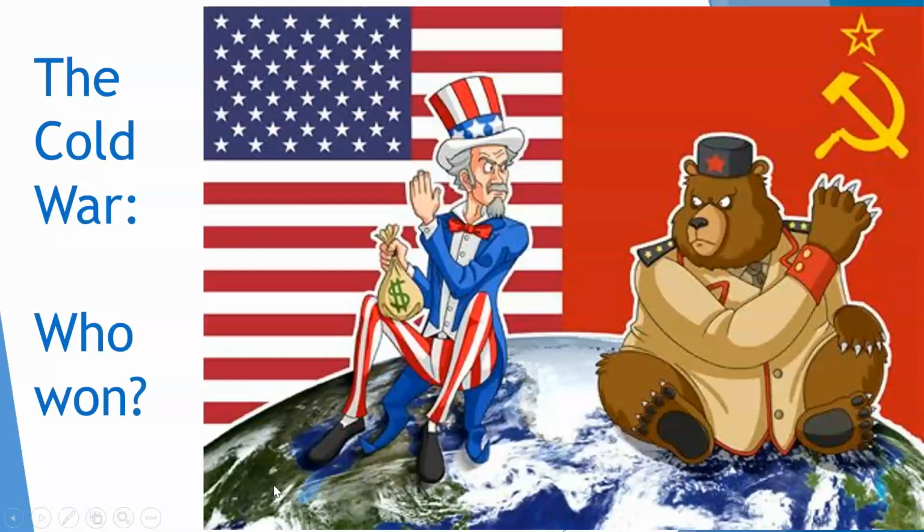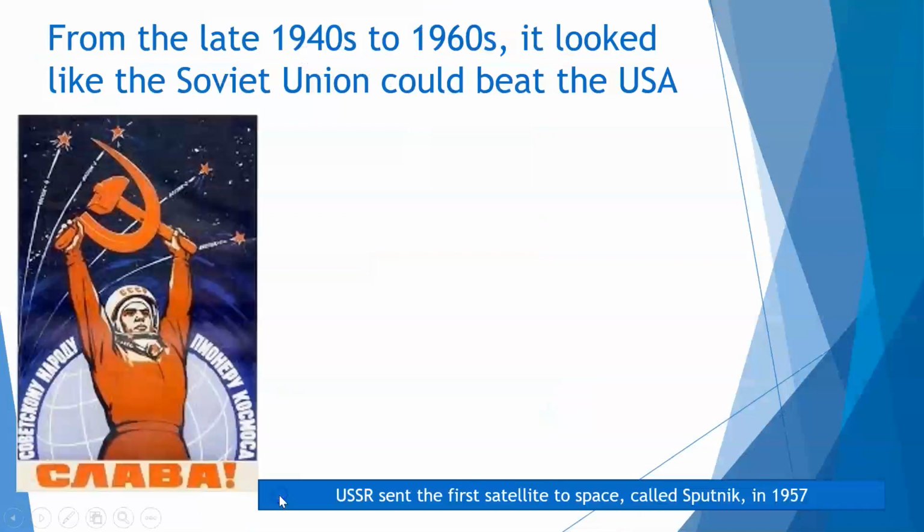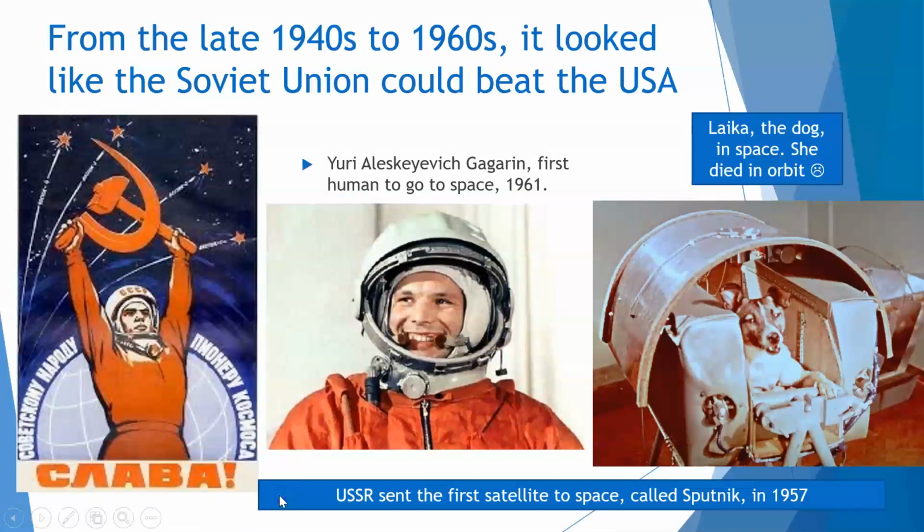So, who won the Cold War? Well, so in the early Cold War, it really looked like the Soviet Union could beat the United States. They sent the first satellite into space called Sputnik. They sent the first man into space, and even the first dog into space. And I'm sorry to report that she did not survive.